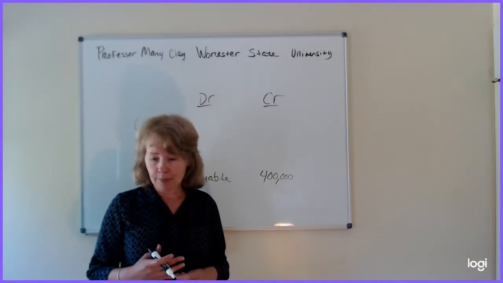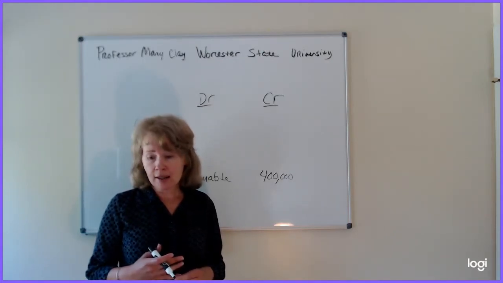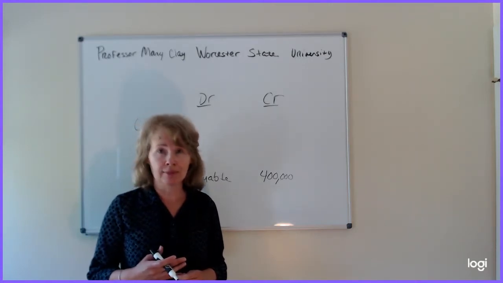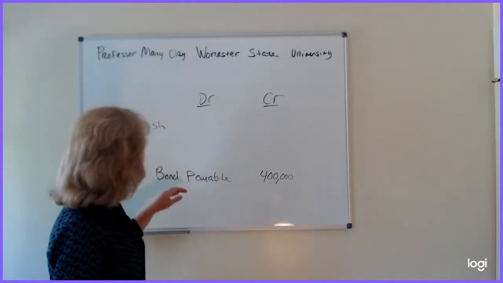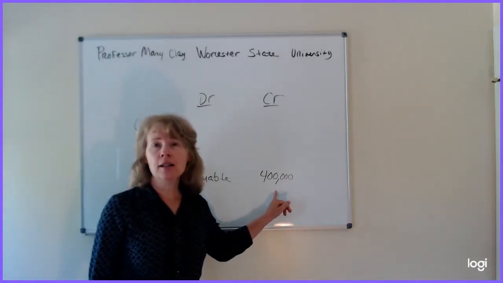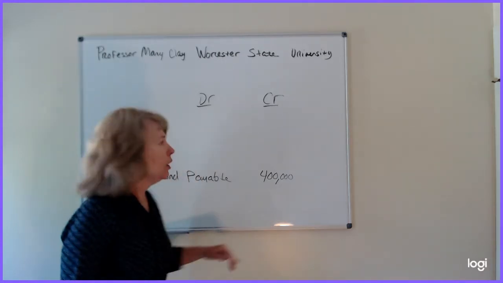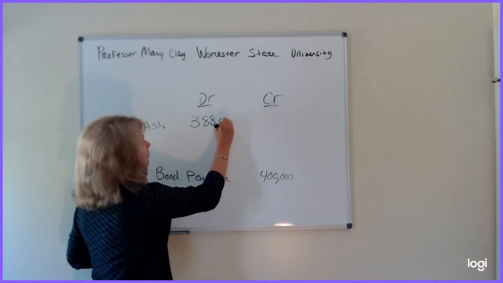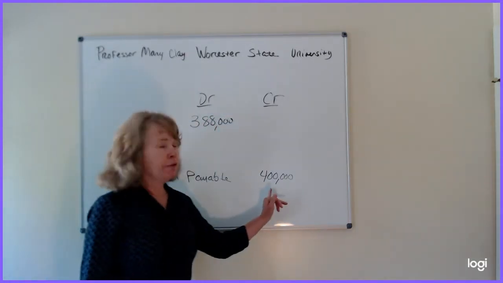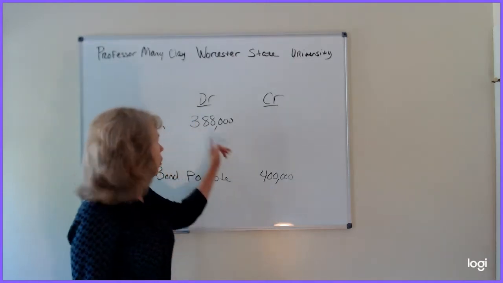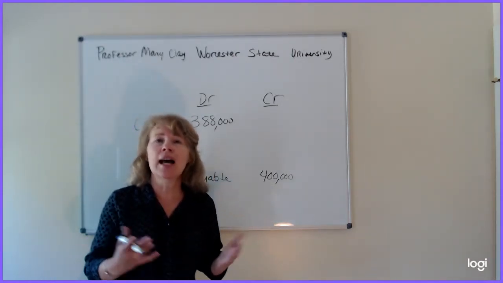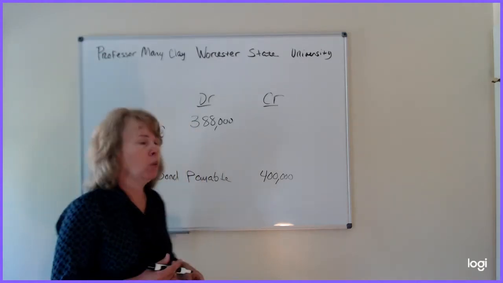Here's the next example. The bond was issued at 97. Okay, so again, take the 400,000, multiply it by 0.97. What does that give you? That gives you $388,000. Well, guess what? You wanted 400. It only sold for 388. That's a discount. You had to discount that bond in order to sell it. What do you call it?